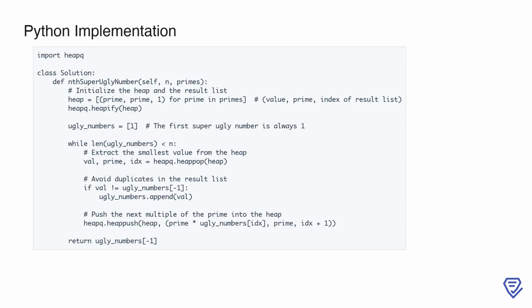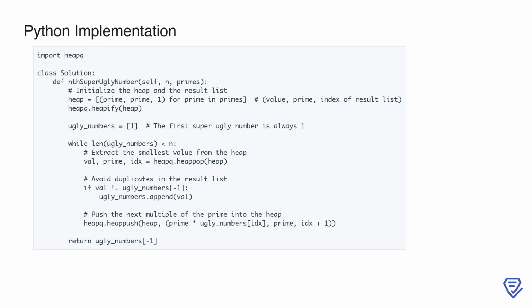3. The next multiple of the prime is computed by multiplying the prime with the value at the current index in ugly_numbers. This new value is then pushed back into the heap with its corresponding prime and an incremented index. The process continues until ugly_numbers has exactly n elements. Finally, the nth super ugly number, the last element in ugly_numbers, is returned.